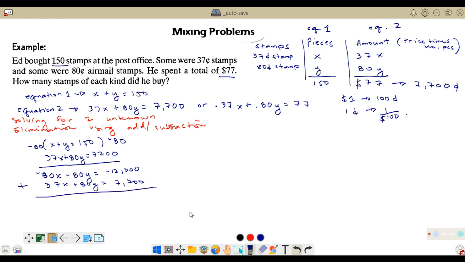Let's perform addition. So, kapag nag-add ka dito, ma-achieve na natin yung goal natin kanina na mag-eliminate ng isang variable. Negative 80y plus 80y is 0. So, tanggal na siya. Perform na lang tayo dito ng addition. Negative 80 plus 37.